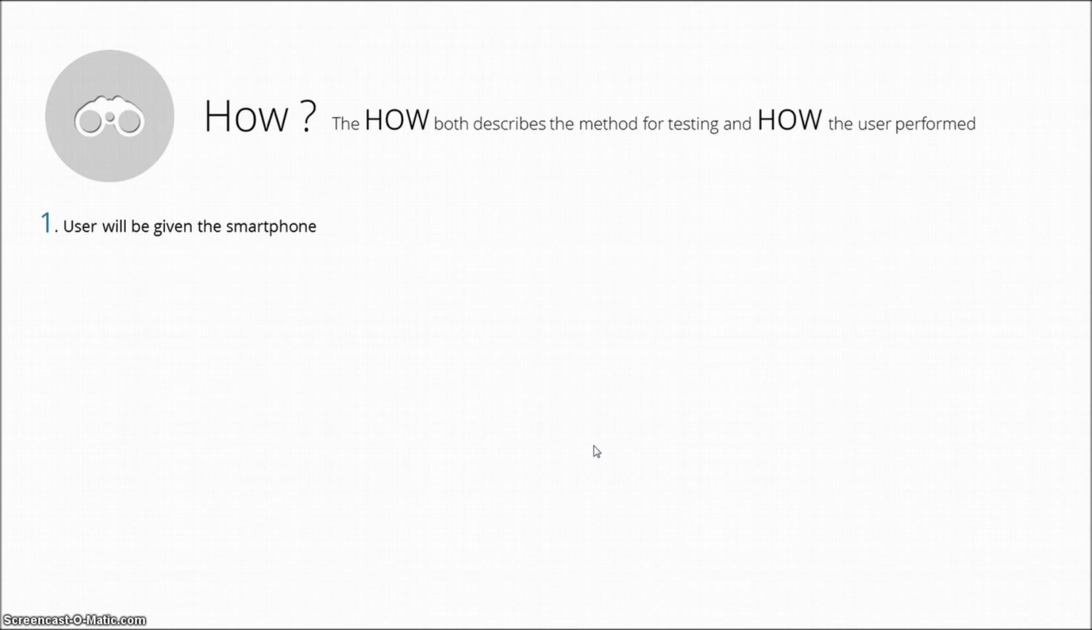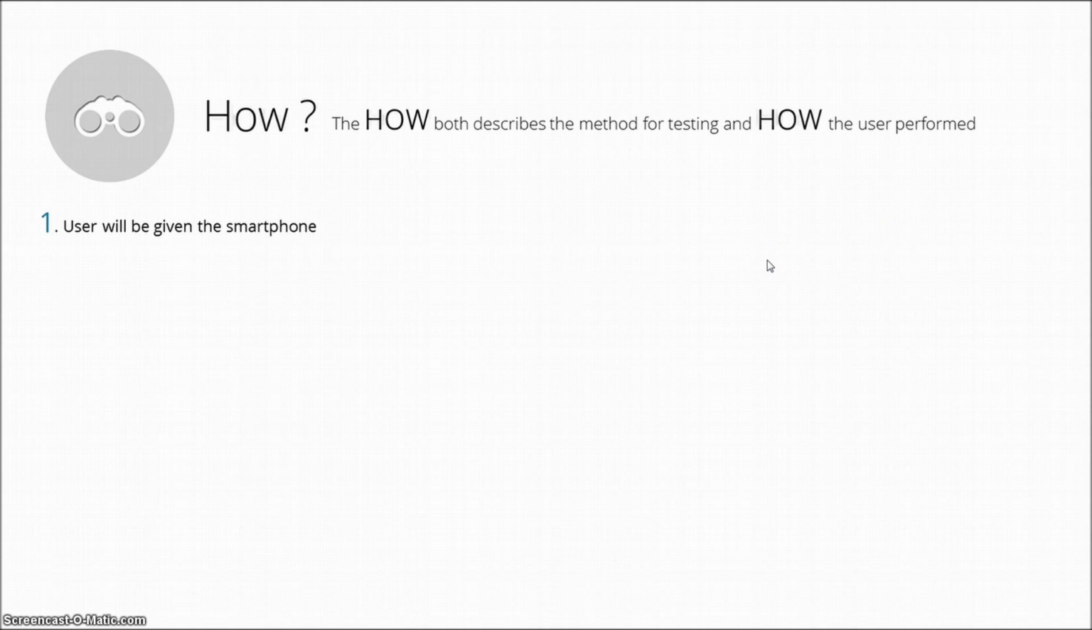So the next step in the process is to look at the how. The how is going to describe the method for how the test is going to be carried out on our selected user group, which we've just identified in the who part of the experiment. During the user testing, we're going to also analyse how the users performed by observing the different characteristics and factors that they may have demonstrated. I'll demonstrate this in the next slide.